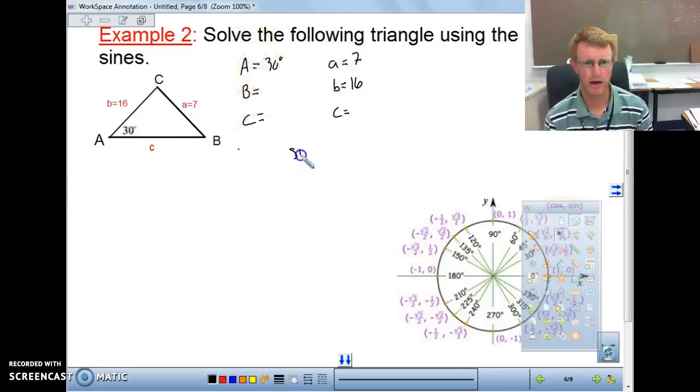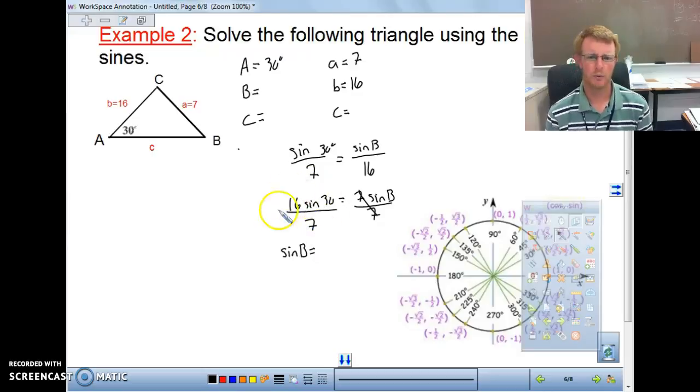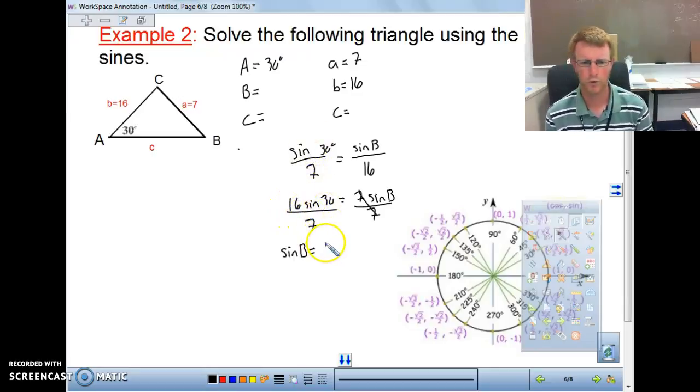So we're going to write out sine of 30 degrees over 7 equals sine of B over 16. Cross multiply, 16 sine of 30 equals 7 sine of B. Divide both sides by 7. We end up with sine of B equals 16 sine of 30 over 7, and we put that in our calculator. And that equals 1.14. And we do our inverse sine of 1.14 equals B.